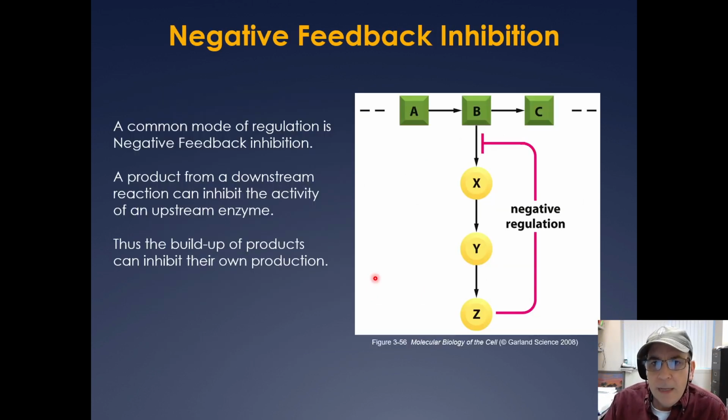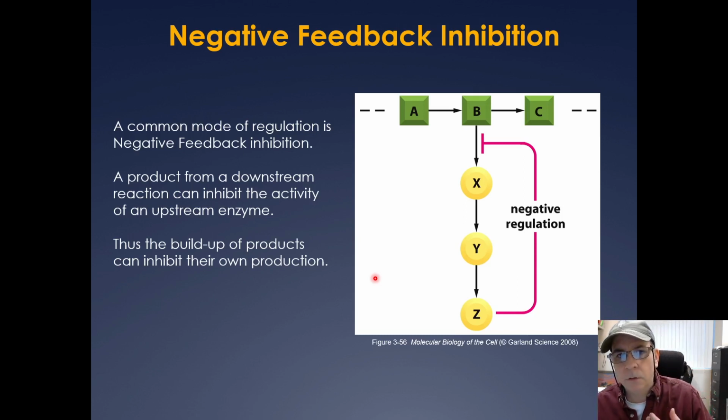Okay, so enzymes can be regulated by negative feedback. Negative feedback is one of these things that we'll see a lot over the course of the term. It's always drawn as a box with a line, almost as a stop sign. So in this instance you have A to B to C, but B can actually be shunted into X, Y, and Z, and once a lot of the Z product builds up, it can prevent the change from B to X, and so A to B will be shuttled.